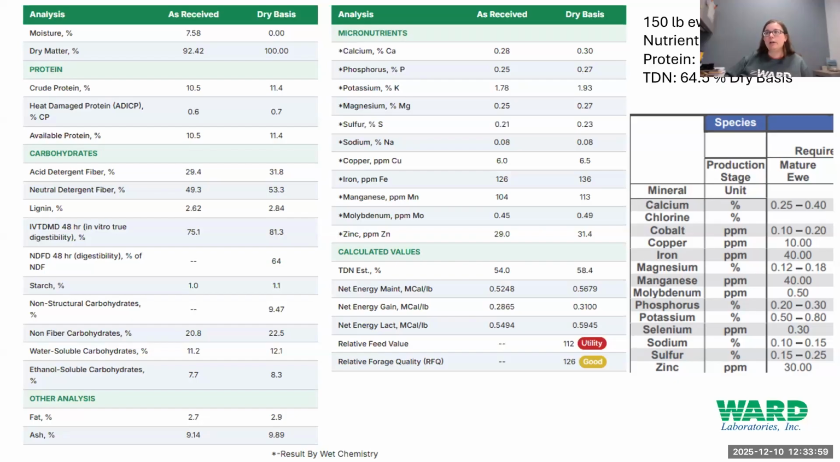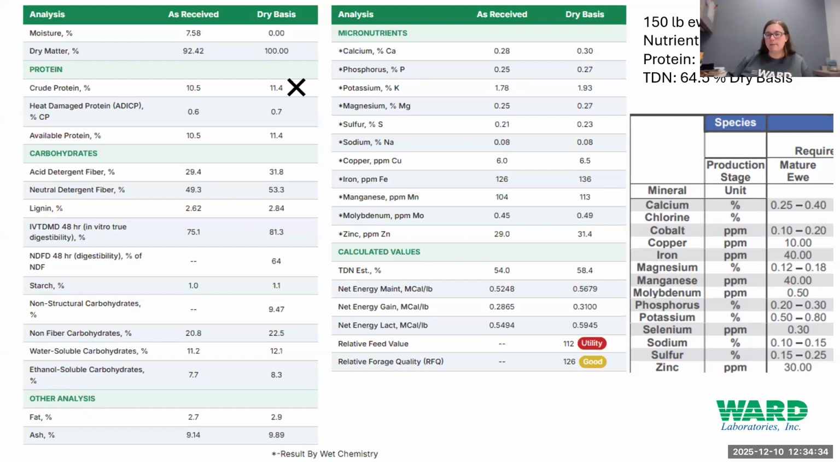And then our next value we're going to look at is crude protein. When we start looking at crude protein, the first thing we need to do is look at what our animal's requirements are. So I looked up a 150-pound ewe suckling twins. Her requirement for protein is 14.8%, and her TDN requirement is 64.5%. Okay, so we look at this compared to the dry basis report. 11.4 is less than 14%, so that does not meet her requirement.